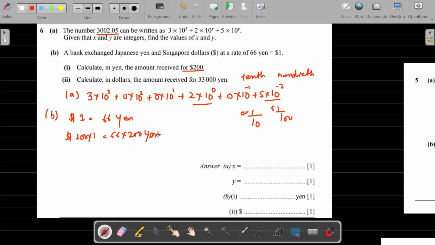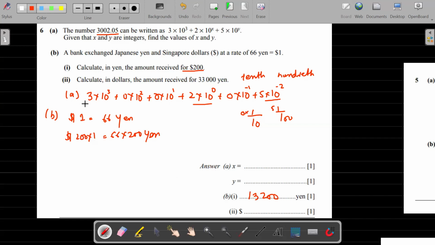Use your own method. 13,200. So it is 13,200 yen.